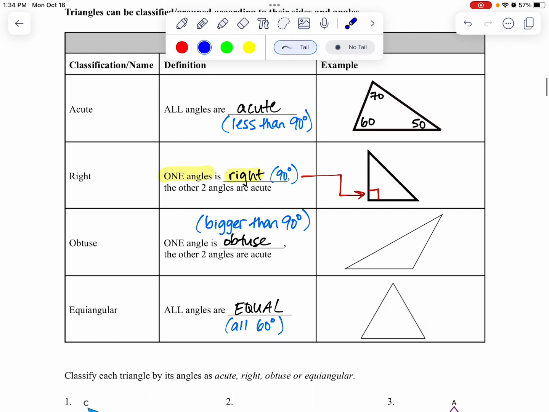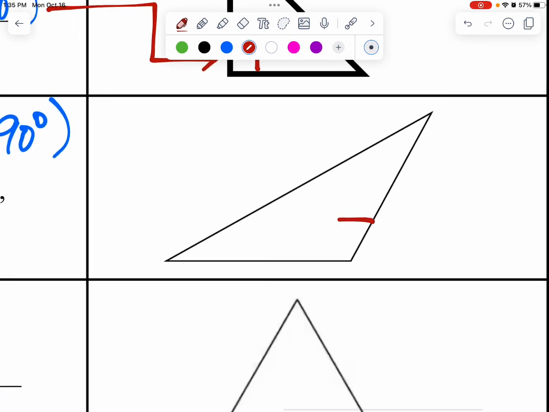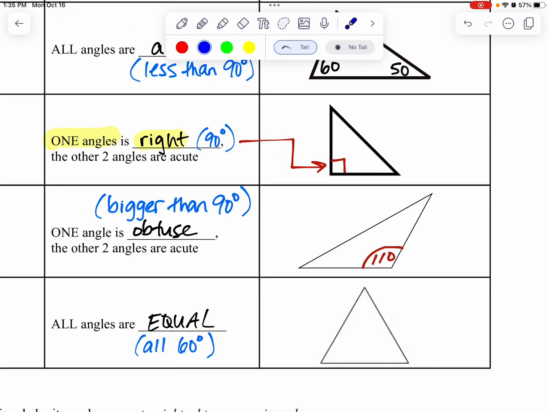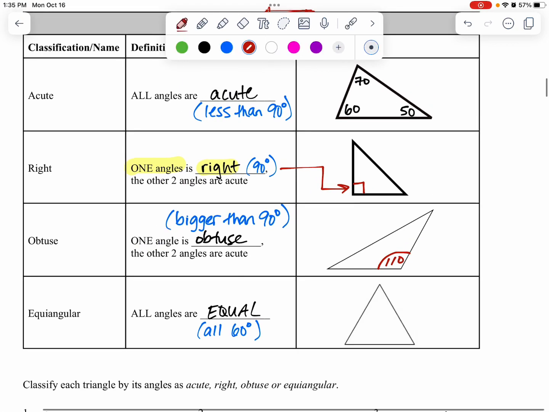Okay, and then same thing with an obtuse angle. That means one of the angles is obtuse. Look how big and giant this one is. I'm going to pretend like it is 110 degrees. Any number that is bigger than 90, that is why I picked 110 for right here. If there is one angle that is obtuse, that means we have an obtuse triangle.